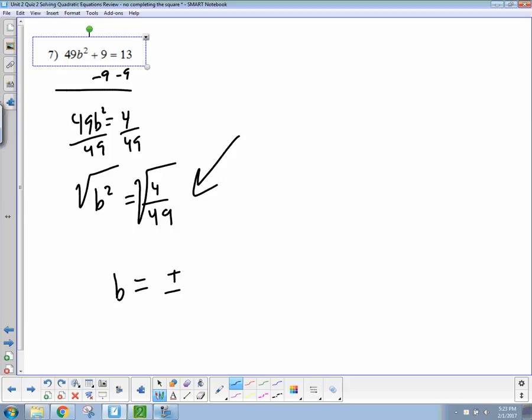So I'm getting my calculator. I hit my root sign, fraction key, and I'm putting 4 on top. 49 on the bottom. There we go. I get 2 over 7.